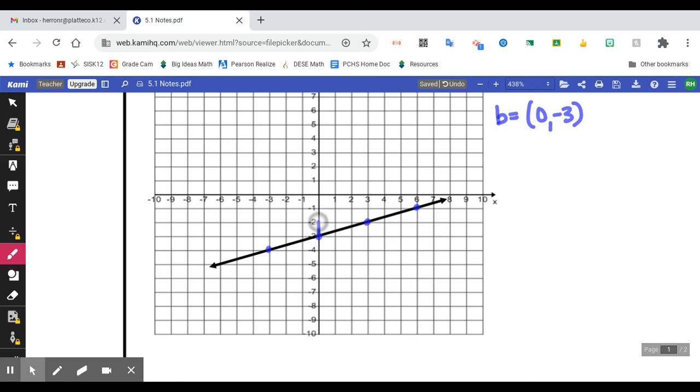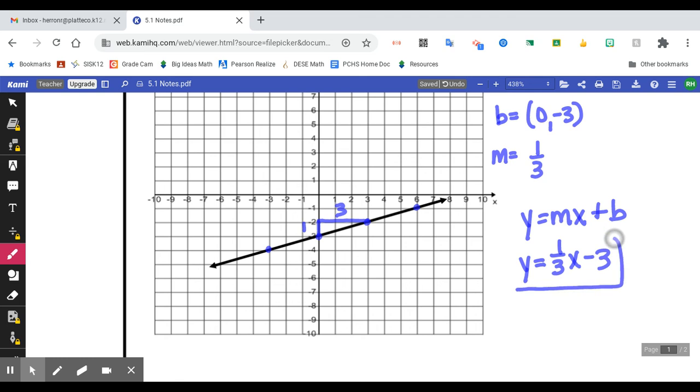I'm going to go up and right to get there. So up 1, over 1, 2, 3. So my slope is 1/3. I have my m, I have my b. Let's plug them into the equation. So y equals m is 1/3. X stays the same. And again, it says plus b, but mine is -3, so -3.